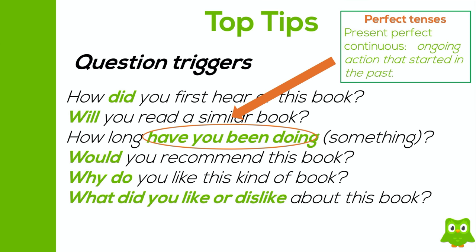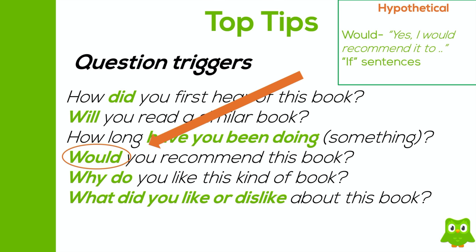Now they get a little bit more tricky. So this question is quite common. How long have you been doing something? For this, you need to respond using the present perfect continuous. The present perfect continuous is have plus been plus a verb with ing. And we use this to talk about an ongoing action that started in the past. So if a question says, how long have you been doing something? You should respond like this. I've been doing this for 3 years, 4 years, or whatever. But you have to respond using the correct tense. So pay attention to the question.